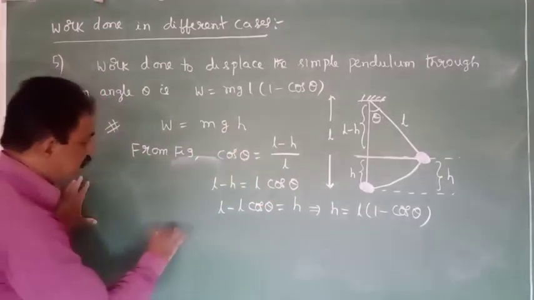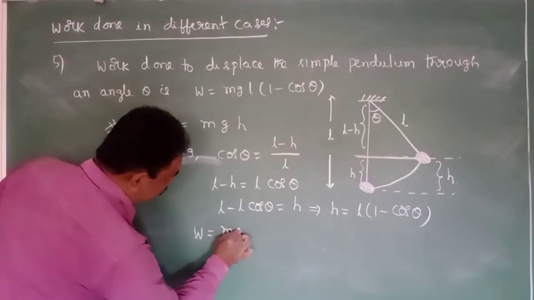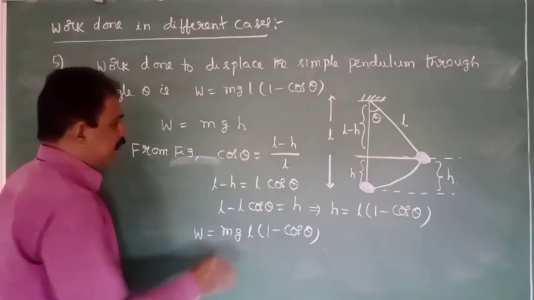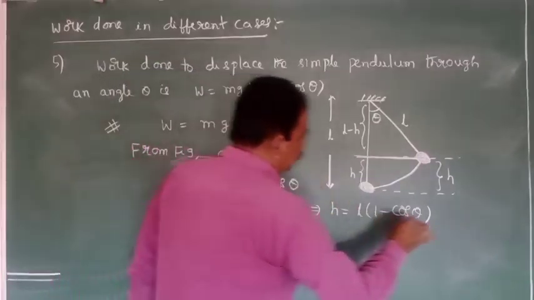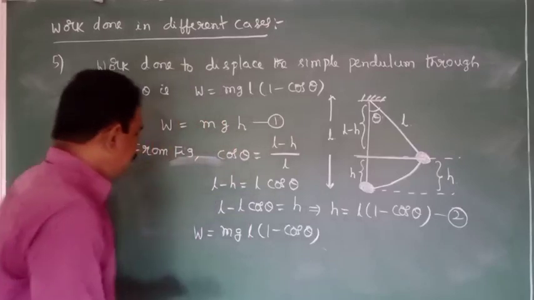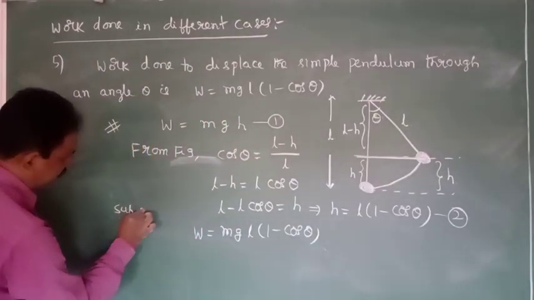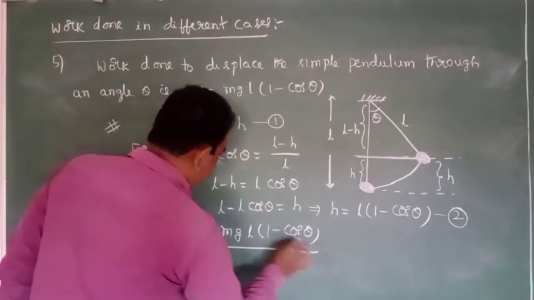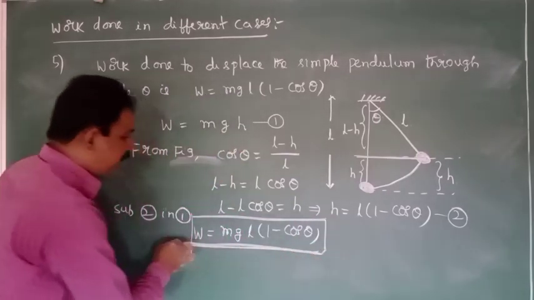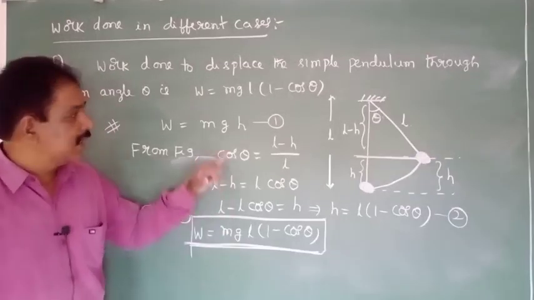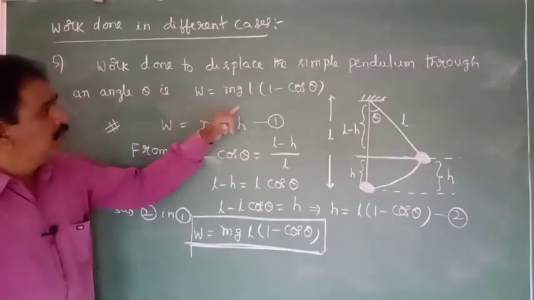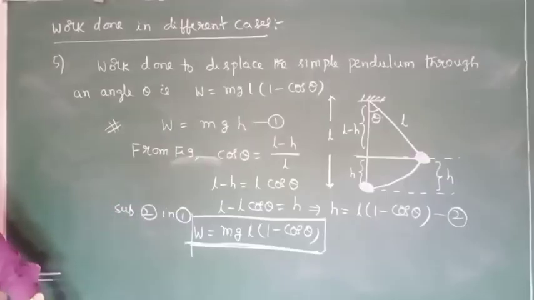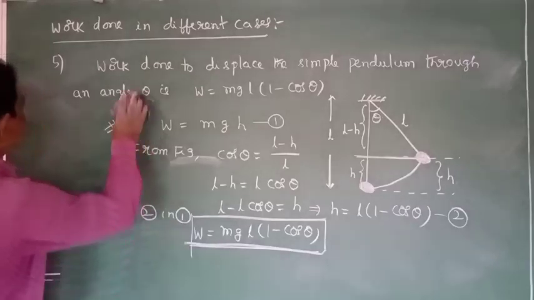Substitute this value here. Then W is equal to mgh; assume it as 1, and h equals L into 1 minus cos theta, assume it as 2. Then substituting 2 in 1, we will get W is equal to mgl into 1 minus cos theta. This is the work done to lift the simple pendulum through an angle theta. Next, some more models we will discuss.